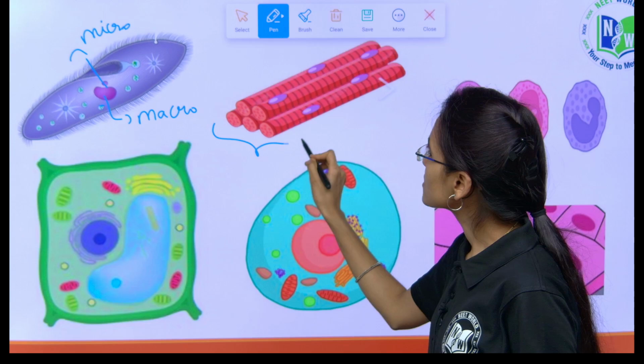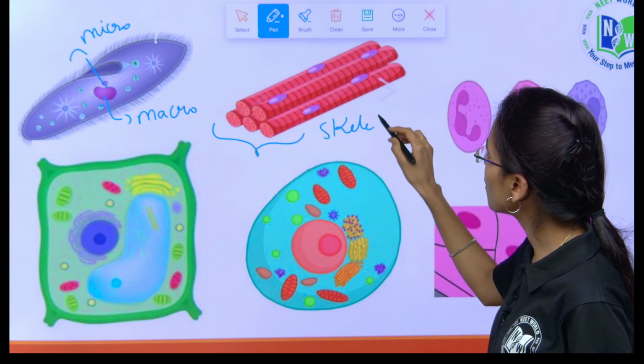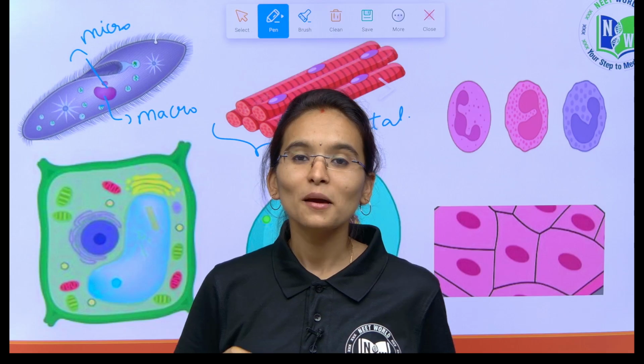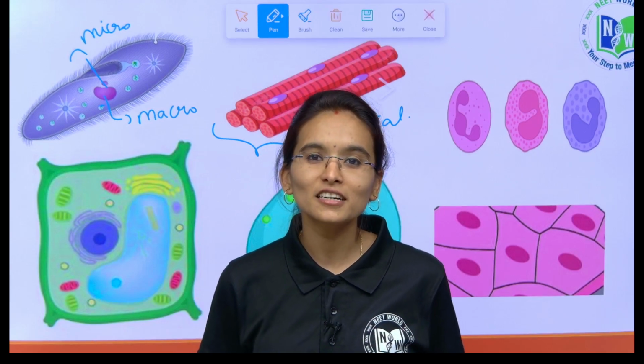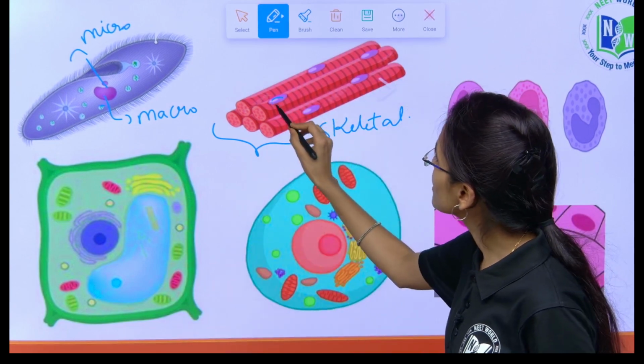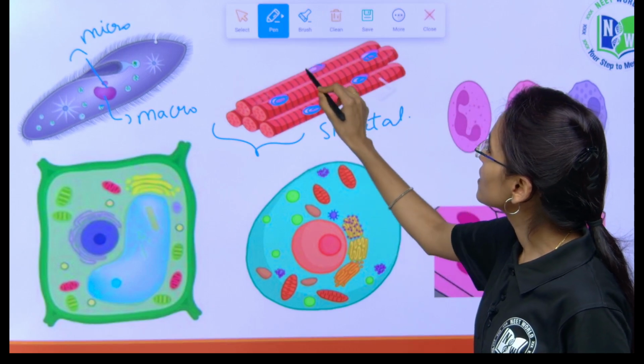This is the structure of skeletal muscle. The skeletal muscle is multinucleated. Multinucleated means it contains more than one nucleus. See here, these are all the nuclei which are present in the skeletal muscle.